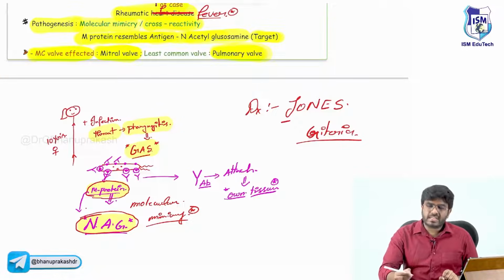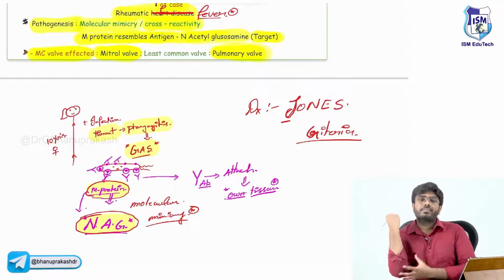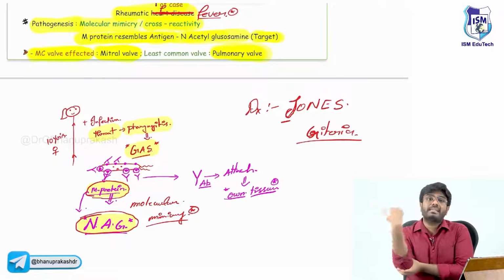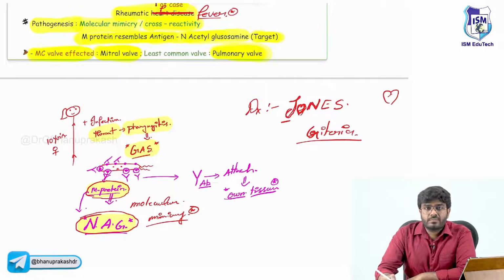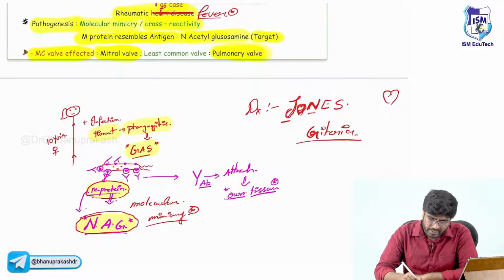J in Jones: if I am developing rheumatic fever, my joints will be affected. Antibodies will attack the joints, leading to arthritis, so joint involvement. O, written like a heart symbol, is for heart involvement. And N is for nodules, the subcutaneous nodules you will see under the skin. I will show you.